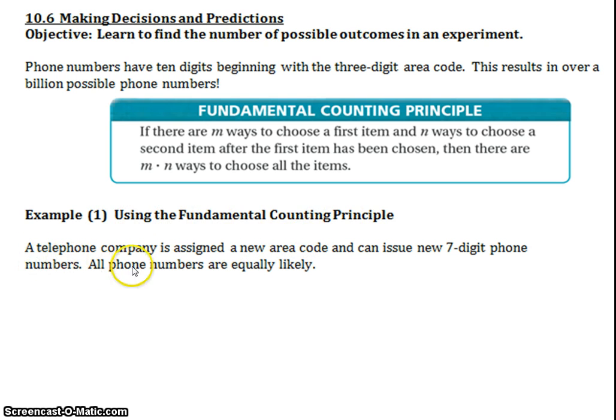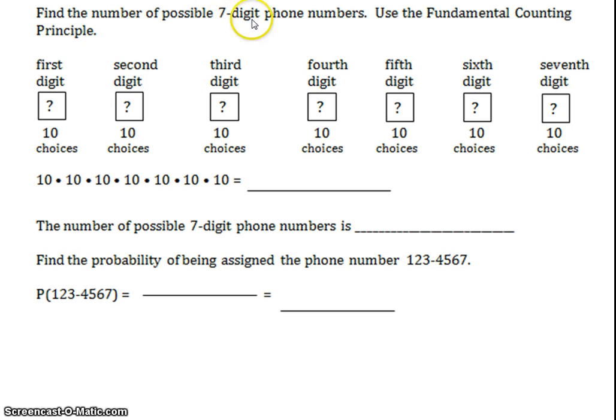A telephone company is assigned a new area code and can issue new 7-digit phone numbers. All phone numbers are equally likely. Find the number of possible 7-digit phone numbers. Use the fundamental counting principle.